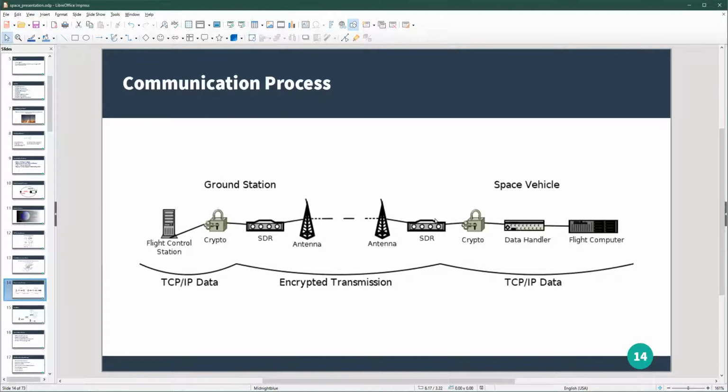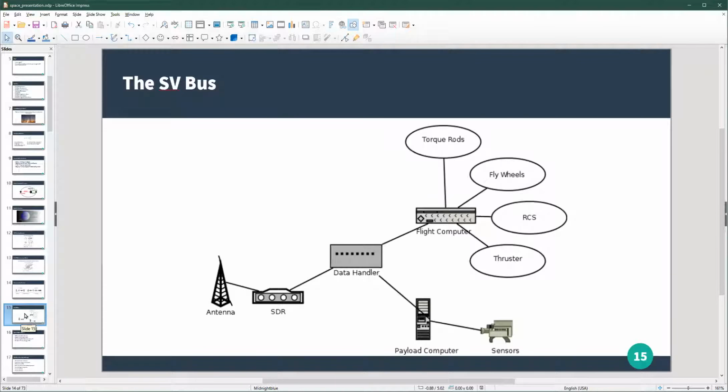And then it just does the exact opposite process. So it takes the data from the antenna, pumps it through an SDR, undoes the cryptography, and then sends it to the data handler and the flight computer. And it's really that simple of a process.